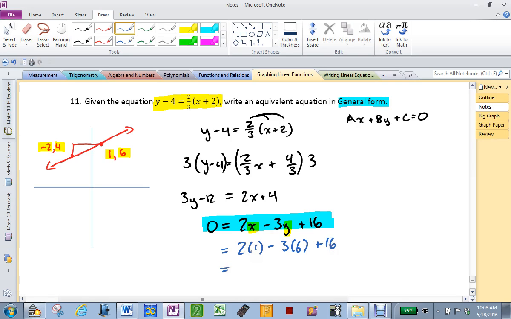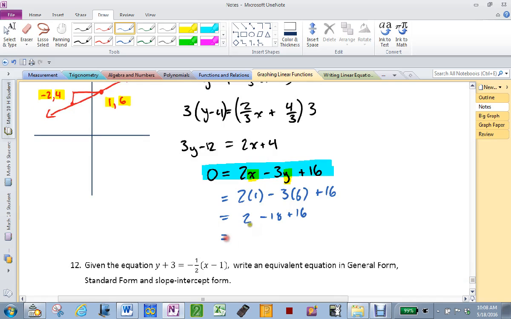What's 2 times 1? 2. What's 2 minus 3 times 6? What's 3 times 6? Too many steps there for mental math. Sorry, guys. 2. What's 3 times 6? 18. Minus 18 plus 16. What's 2 minus 18? Negative 16 plus 16. What's that? 0. Does 0 equal 0? Yeah. So did we do it right?